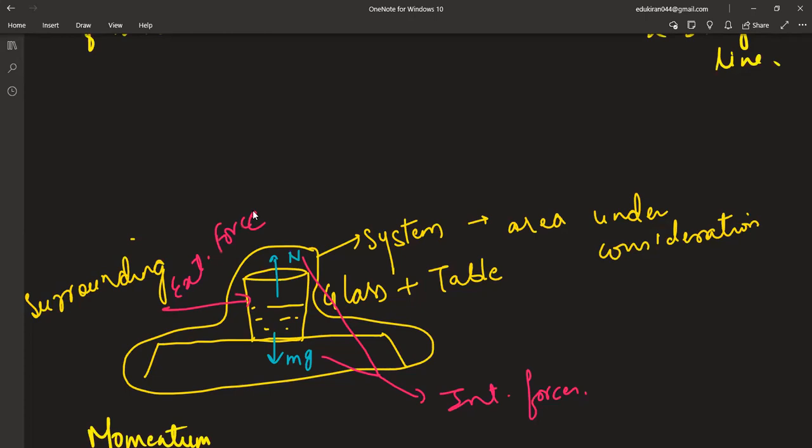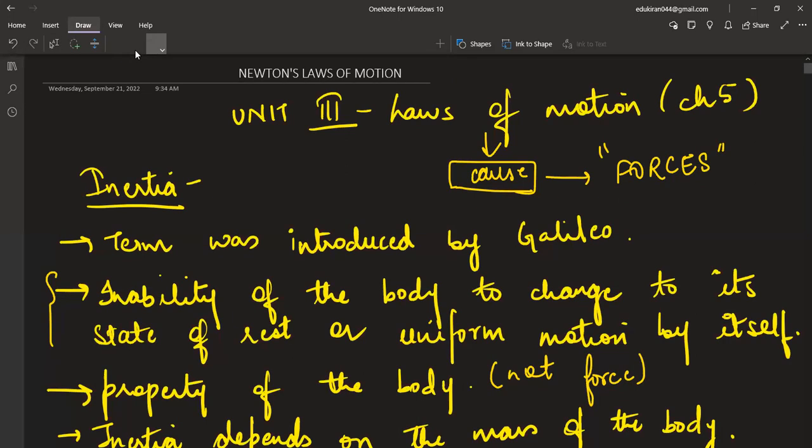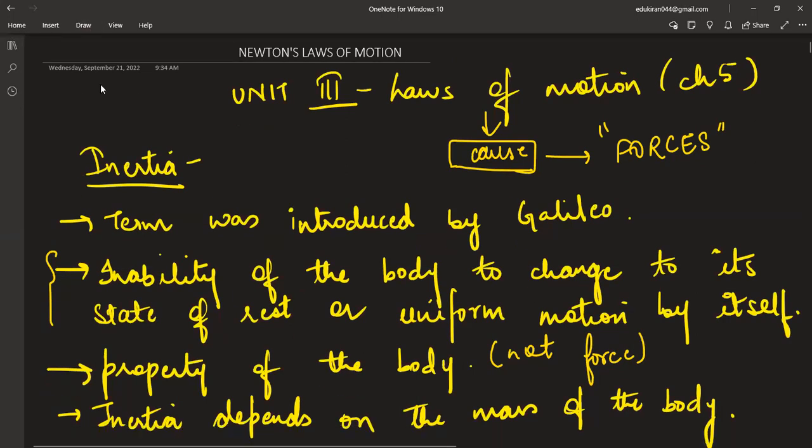And system and surrounding, all these terms will come. Fine. So that is what is meant by what I was talking about in inertia. See, a ball was at its state of rest. I have applied the force and rolled the ball. So external force is occurring, which is changing its state of rest, right? Otherwise, if I didn't apply the force and the ball was kept on ground, all the forces were balanced, it will keep on staying at rest.